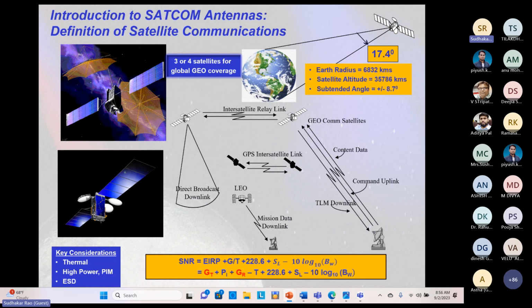When you do that, the satellites need to talk among themselves. That's called an inter-satellite link. That is typically done at 60 gigahertz.